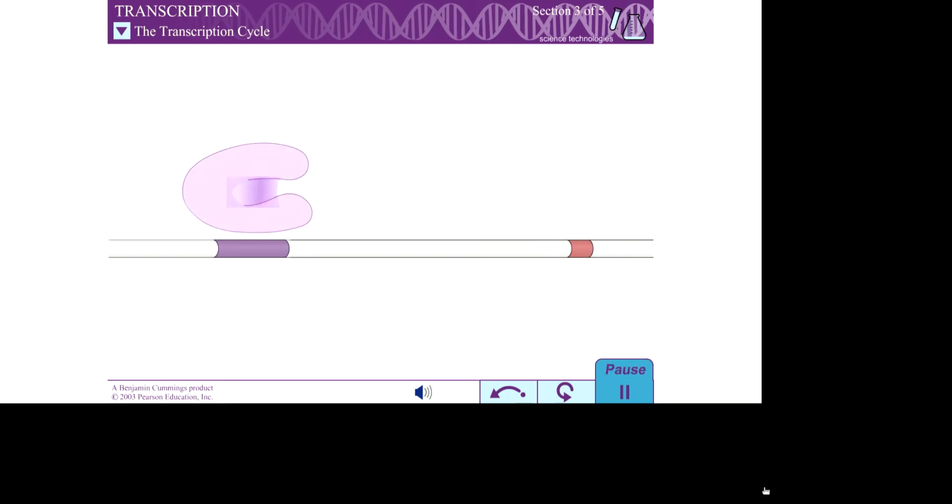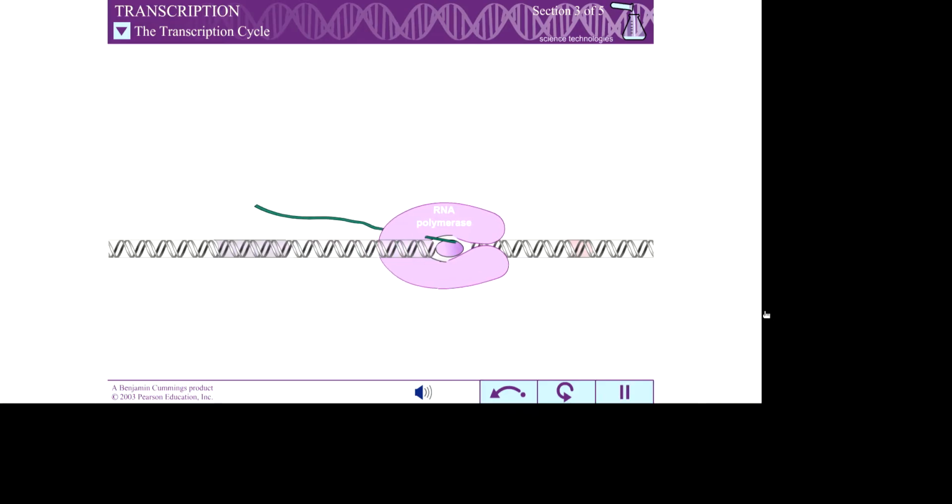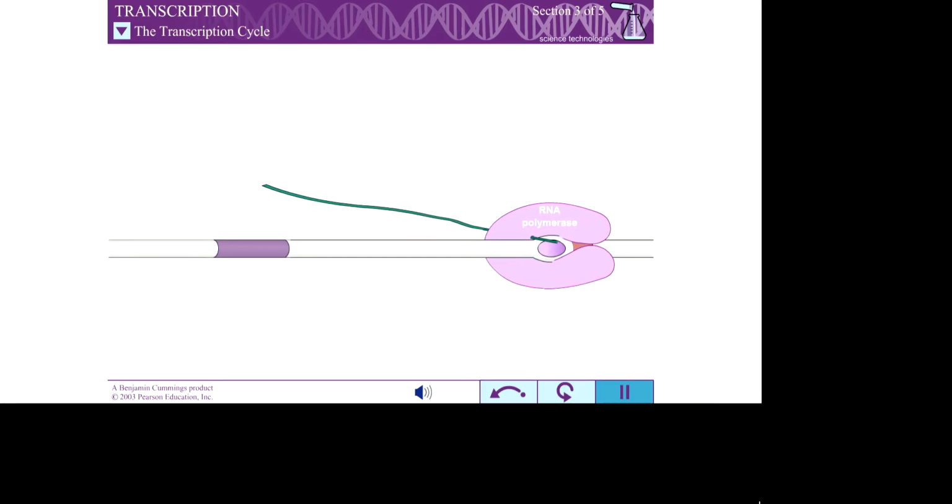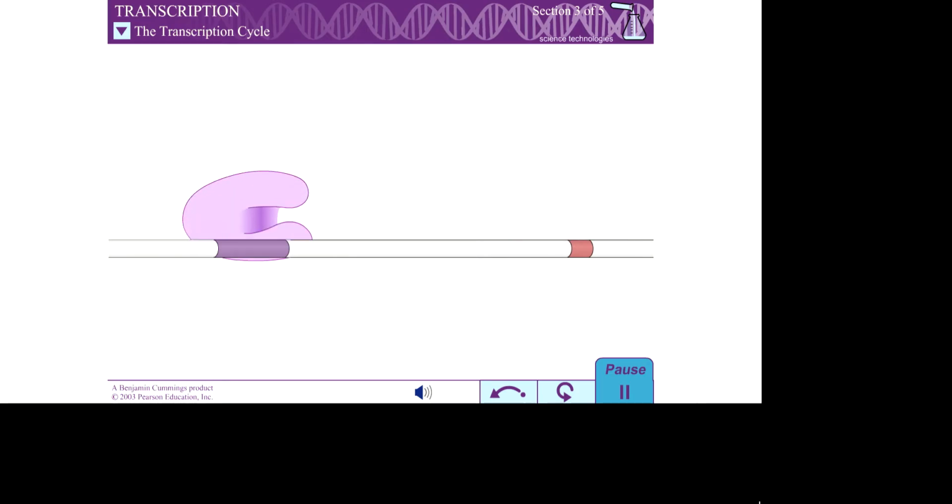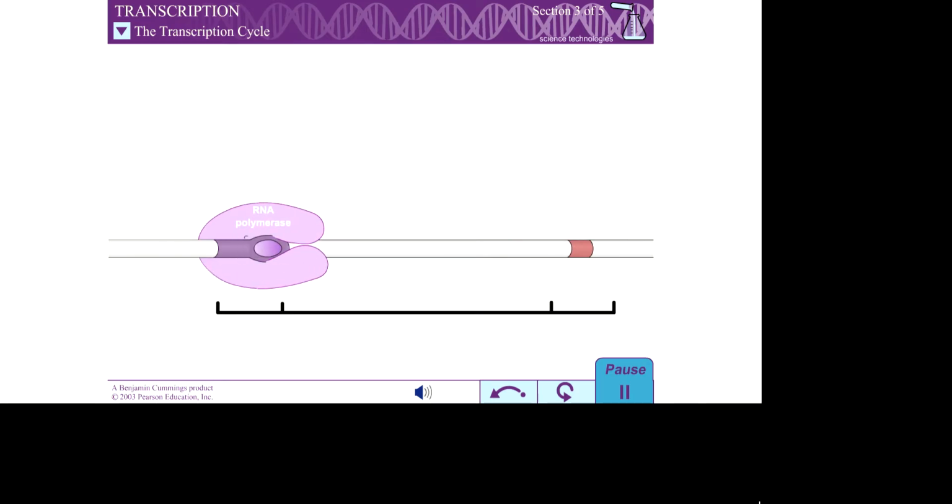The transcription cycle is the series of events between binding of RNA polymerase to the target gene and dissociation of RNA polymerase and the completed RNA transcript from the DNA. The transcription cycle is divided into 3 phases: initiation, elongation, and termination.